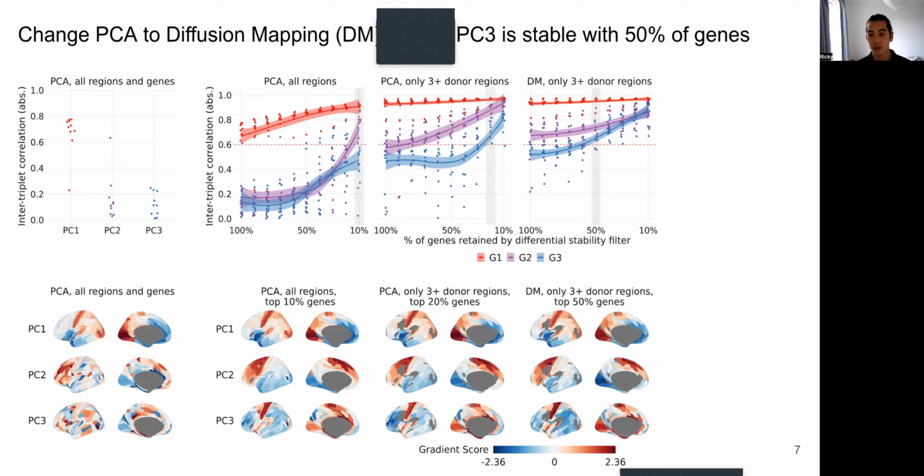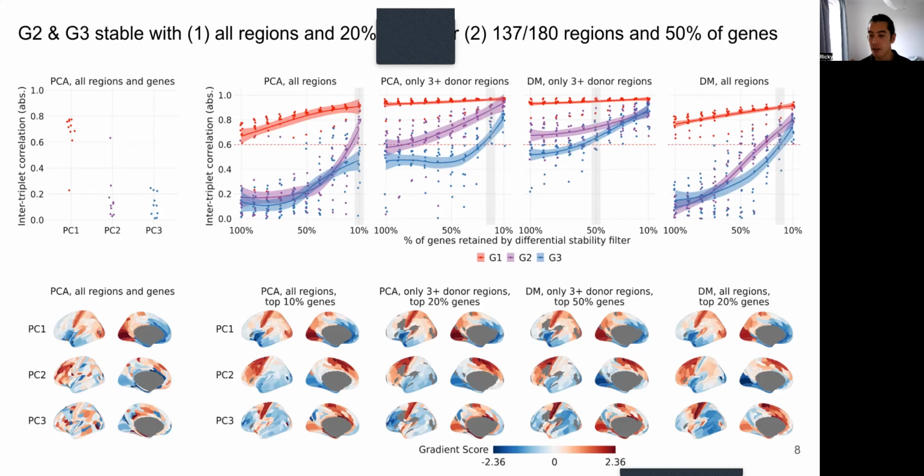And the next thing that we found was, okay, now that we see that DM is better, what if we didn't want to have these very patchy maps that are missing about 40 of the regions? Well, with DM, if we go back to using all of the regions, yes, all the intertriplet correlations get worse, but not that much worse. And now by the same criterion of median above 0.6, we can keep just 20% of the genes, but have all the regions and get these really nice smooth maps, which would be great for spatial analysis.